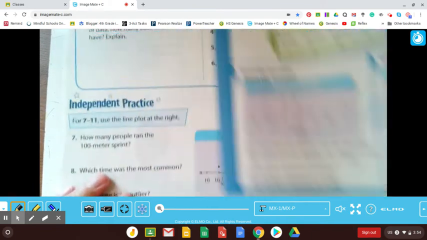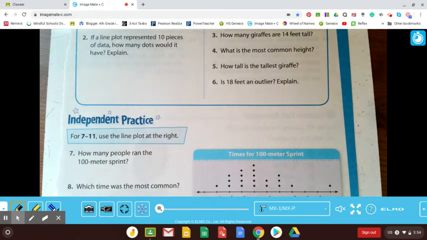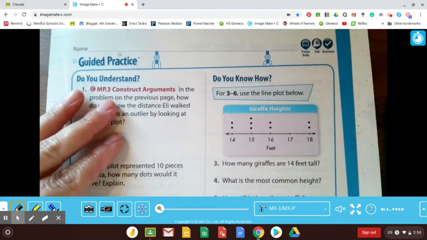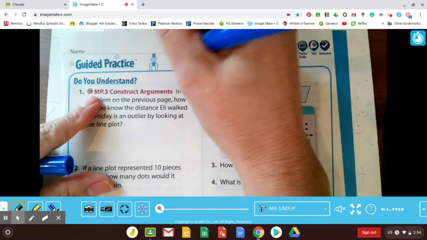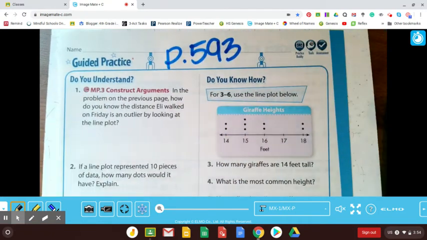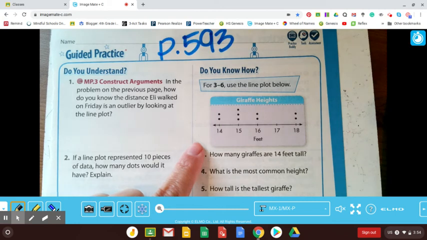Okay. Let's take a look now at page 593. I'm going to look up at the top. I'm going to write it down for you. This is the next page, 593. Okay. We're going to jump right into this next line plot. It's all about giraffes and how their height, I guess how tall they are.